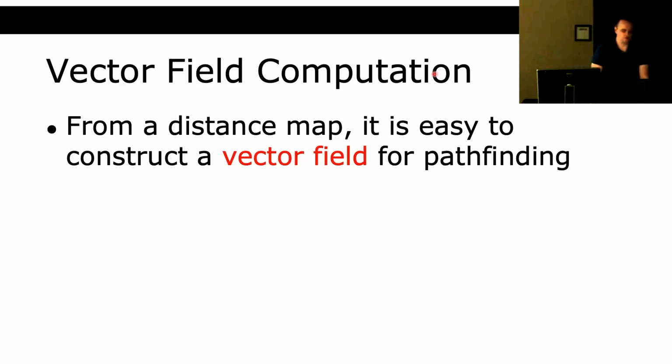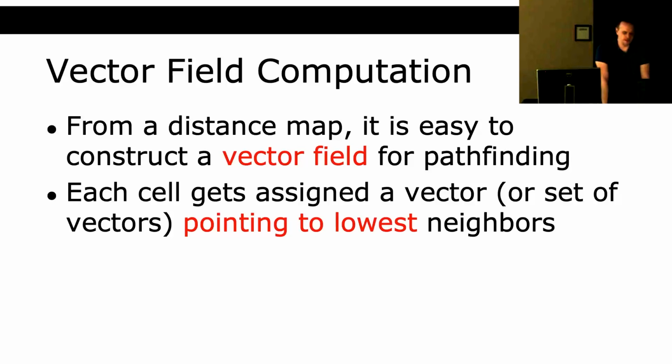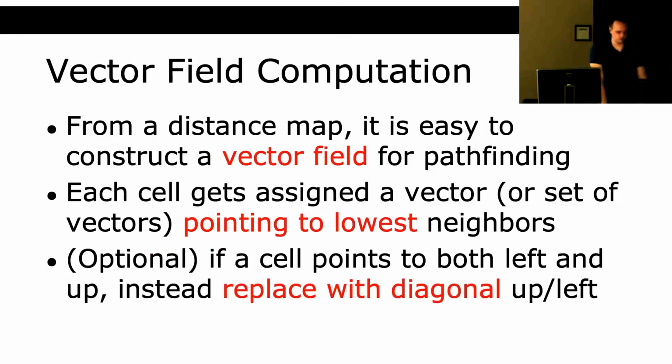Okay, so from the distance map, it's really easy to construct the vector field. Each cell just gets assigned a vector pointing to the lowest valued neighbors. That's it. If I was at 15 and I saw 14, go towards the 14. Optionally, what you can do is if a cell points both left and up, we can replace it with a diagonal. What do I mean by that?